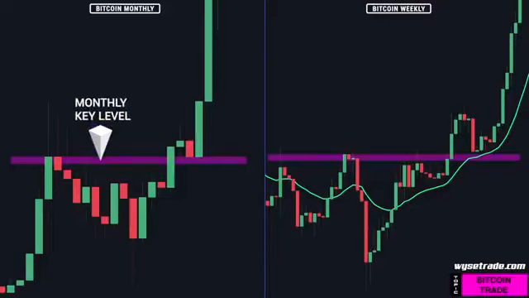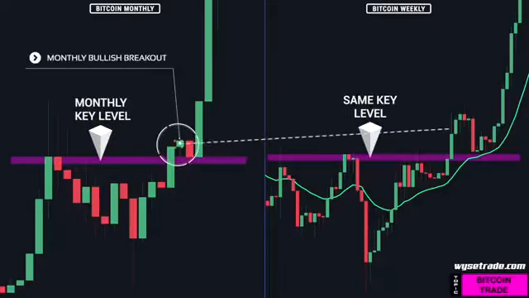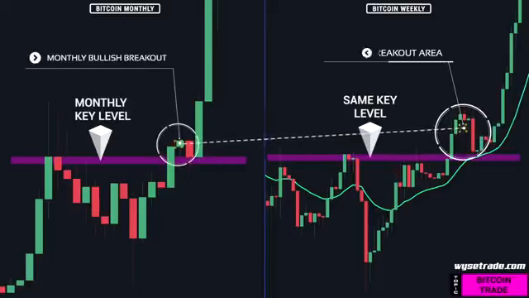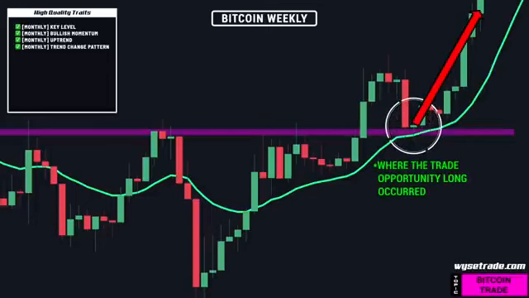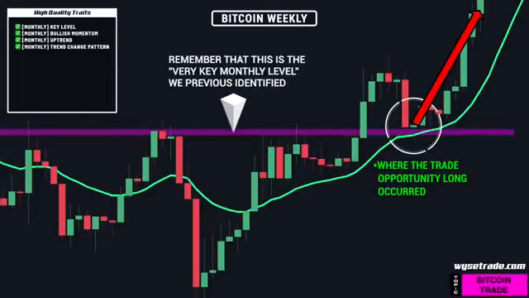This was the monthly key level, and this is the same key level but on the weekly time frame. Here was where the breakout occurred on the monthly. Here is the same breakout area on the weekly. So let's go through the high quality traits on the weekly time frame. Full screen. This is where the trade opportunity long occurred, which was at the key monthly level and now also the key weekly level. Again, things you find on the higher time frames hold more weight.